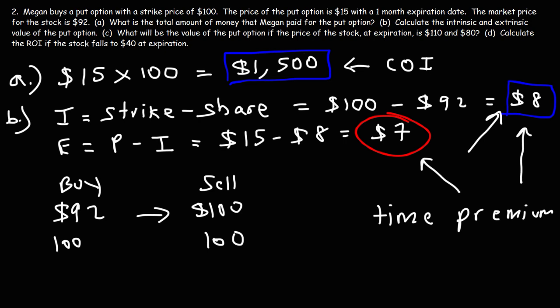So now let's move on to part C. What will be the value of the put option if the price of the stock at expiration is $110?